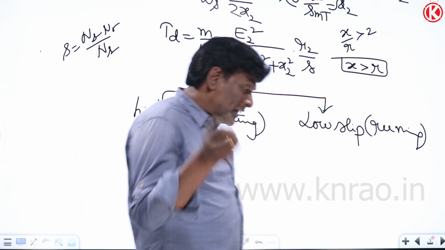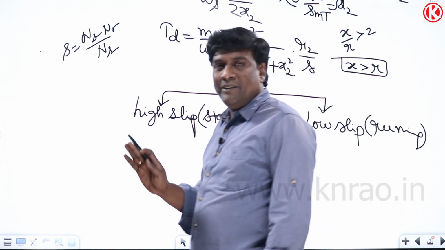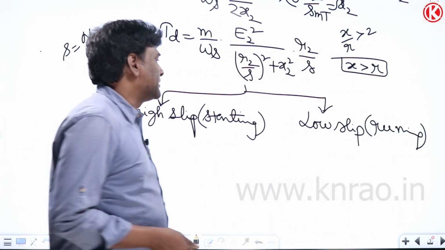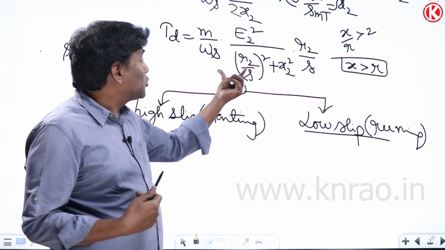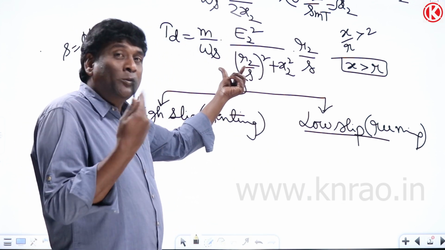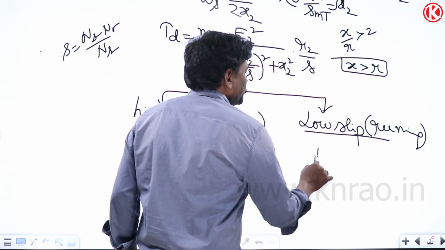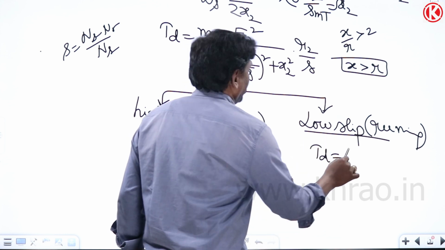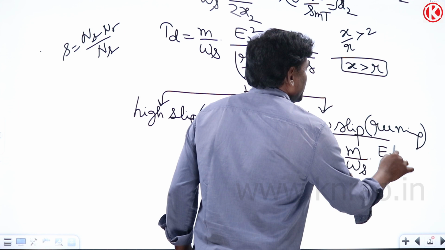Is it practical to neglect and all? It's a different story which will take much time. Anyway, for time being, because it's meant for revision. So in low slip region, the moment slip is less, R2 by S value is going to be more compared to X2. Neglect X2. If you neglect X2, Td is going to be m by omega s into E2 square.